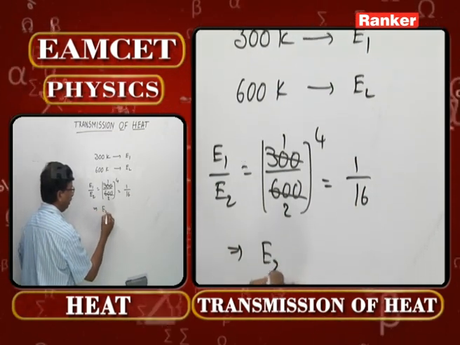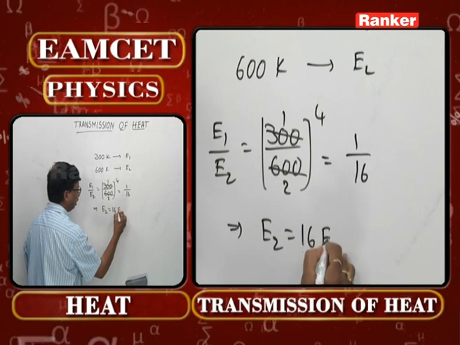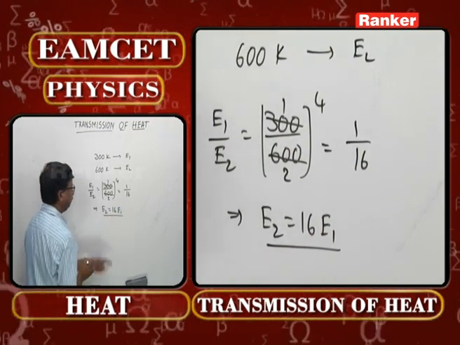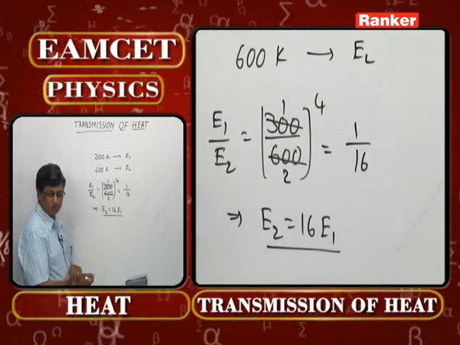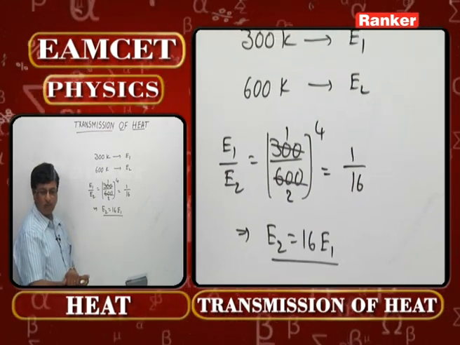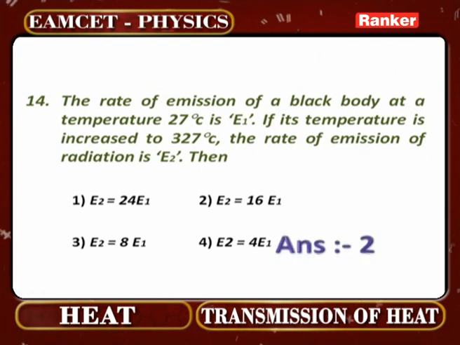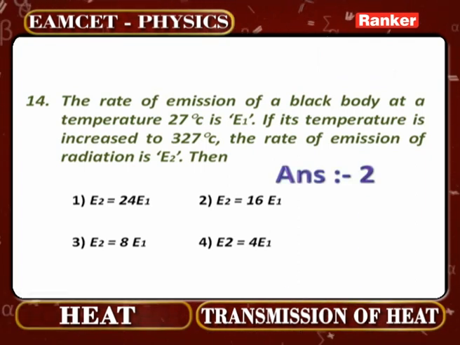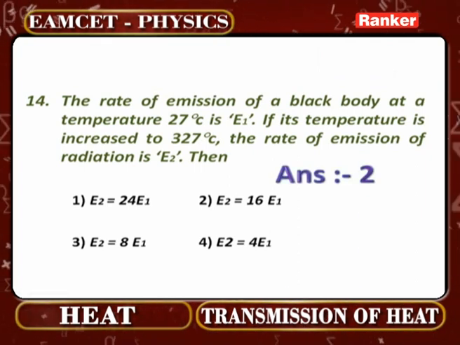So what should be E2 now, please? 16 times the value of E1. This is the relation between E1 and E2 as such. Look at E2 is equal to 16 E1, which means the very second option is going to be tallied according to our calculation for this question number 14. Look at the next one, please.